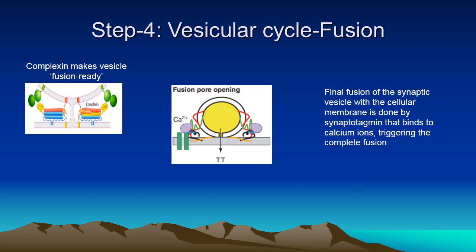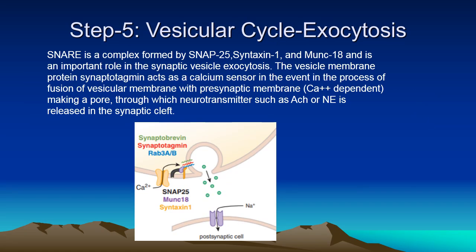The next step in the vesicle cycle is fusion. Once fusion occurs, the membranes of the vesicles fuse with the presynaptic terminal membrane, and this involves synaptotagmin, which binds with calcium and triggers the fusion. Still, the pore is not formed. During exocytosis, the pore will be formed by the SNARE complex of SNAP25, syntaxin 1 and Munc18, which plays an important role in vesicle exocytosis.